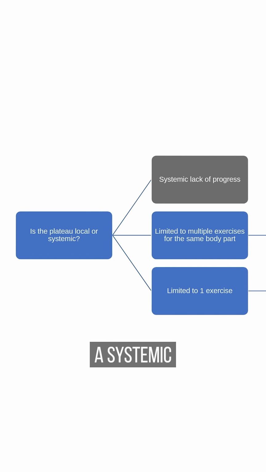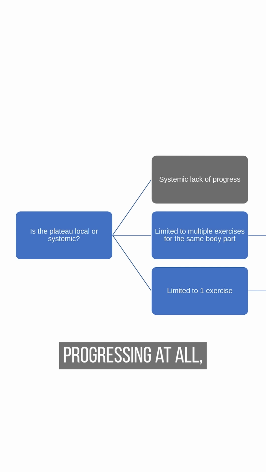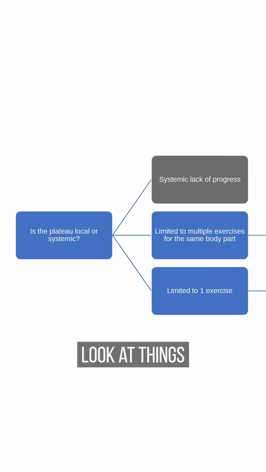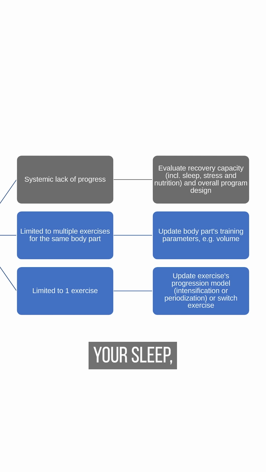If you have a systemic lack of progress, so you're just not progressing at all, that means there is something systemically wrong. So in this case, you should look at things like your training, your sleep, your stress levels, or simply your overall program design.